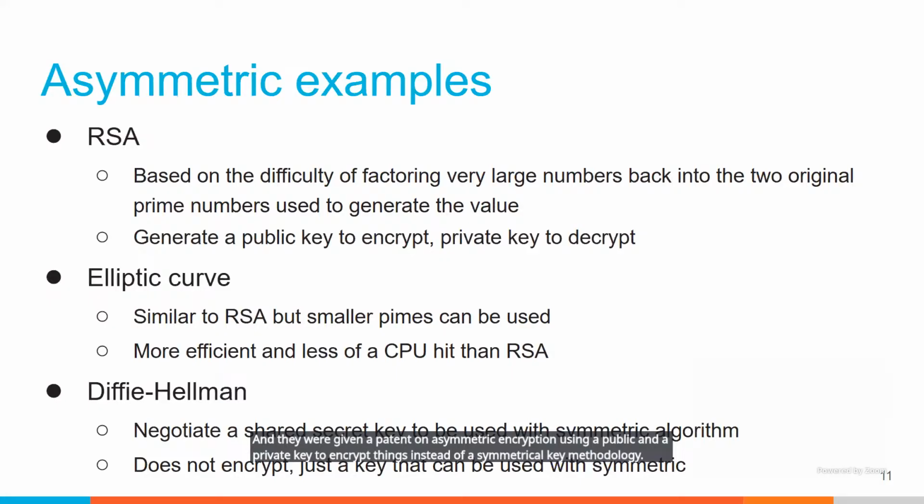The truth is they didn't create it, right? They wrote this and they got their patent in like the mid 70s, but they didn't actually create it. The really smart Brits that were working on cryptography back in World War II came up with this already. So asymmetric encryption was actually created back in the late 30s.